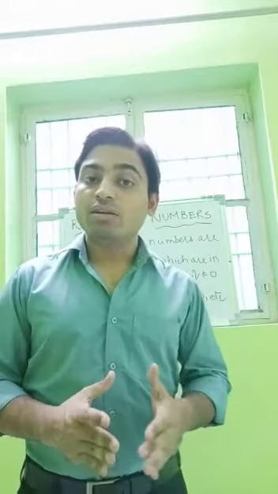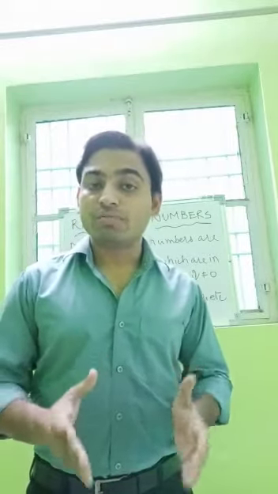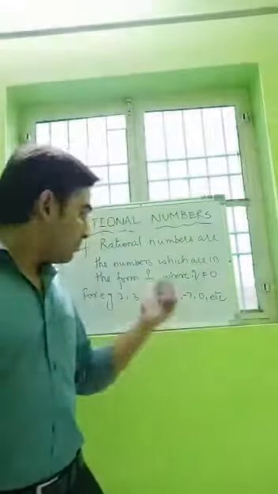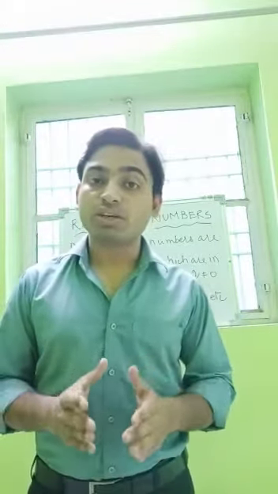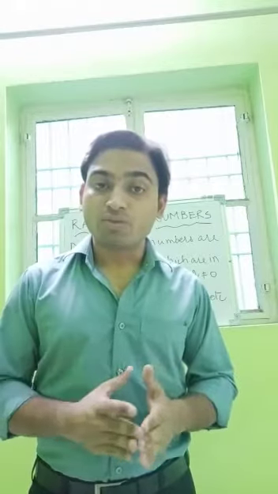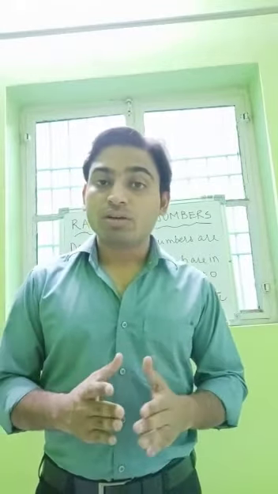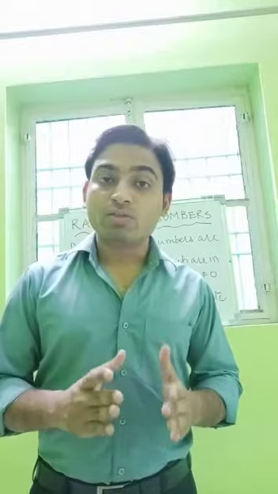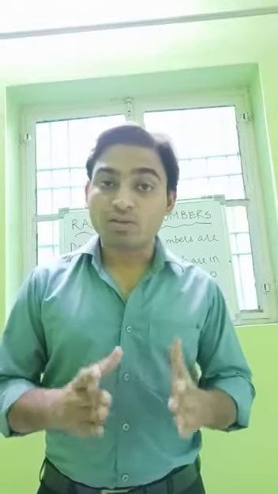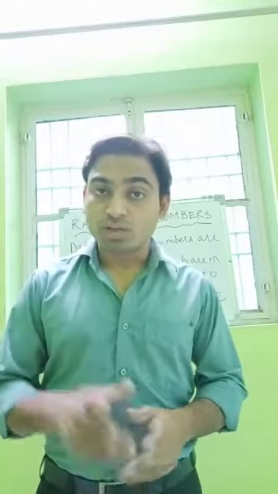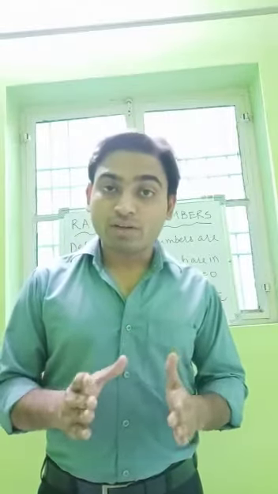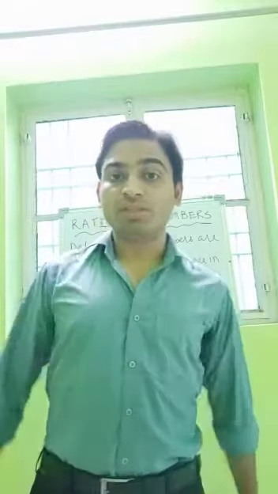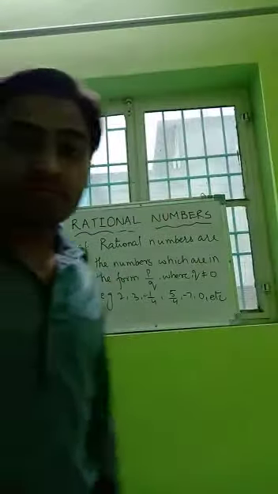For example, you can take rational numbers as 2, 3, minus 1 upon 4, 5 upon 4, minus 7, 0, but you cannot take rational numbers as 7 upon 0, 8 upon 0, 9 upon 0, because we cannot write 0 in the denominator of a rational number. Keep in your mind that a rational number cannot have 0 in its denominator. Now we will do some examples based on rational numbers. You can note it.